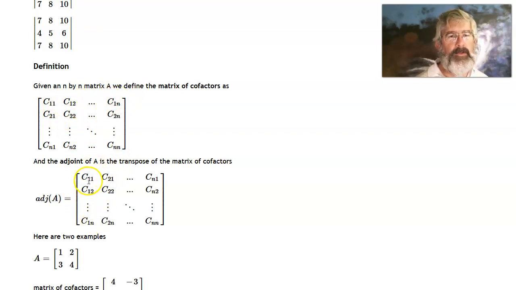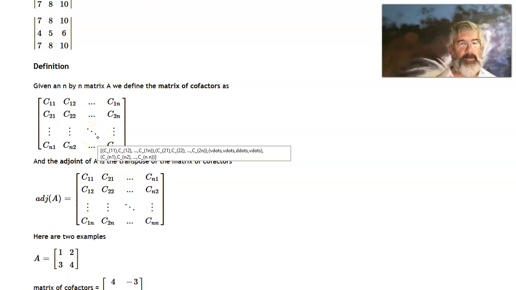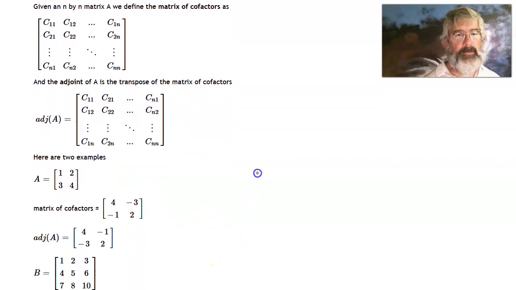So this is the cofactor from row 1, column 1. This is row 1, column 2, but it's in the position of row 2, column 1. Likewise, this one here is the cofactor for row 2, column 1, but it's in the position of row 1, column 2. So this is just the transpose of the matrix of cofactors, and this is what's called the adjoint. Okay.